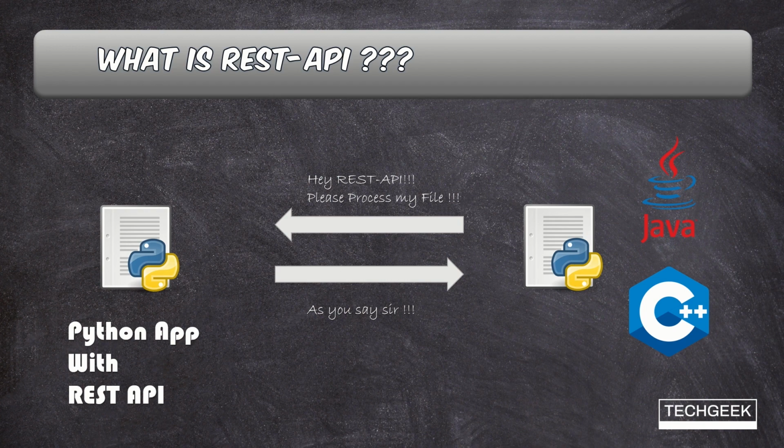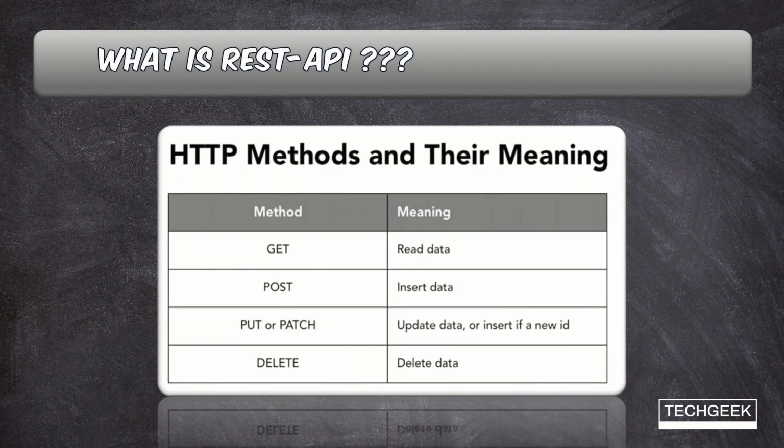Now, to start with the REST API, there are some basic HTTP methods that a REST API uses. The first method is GET. When you want to read some data from a REST API, you need to use GET. The second one is POST. You want to input some data, right, to the REST API, and you can use the POST method. The third one is PUT or PATCH, where you need to update the existing data or insert something via the REST API. You can use PUT or PATCH. And the last one is DELETE. If you want to delete something, you can do it via the DELETE method.